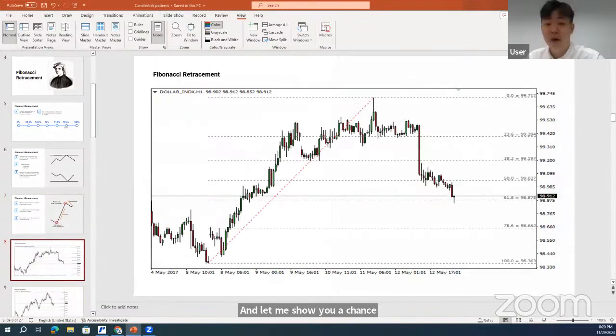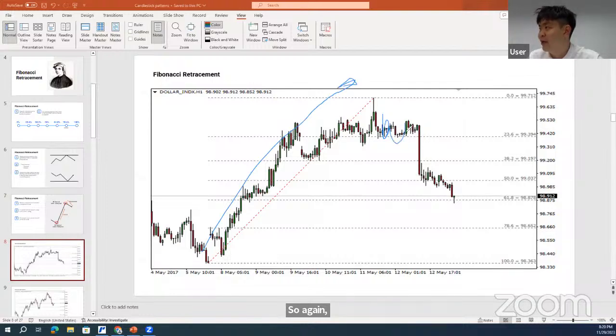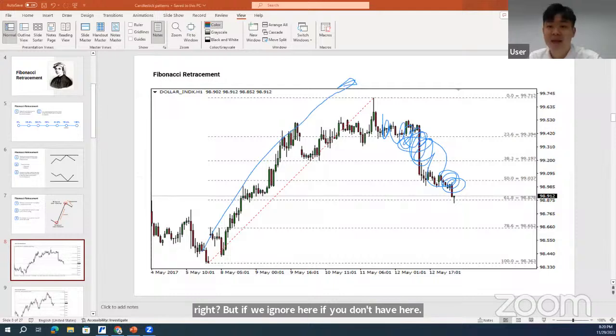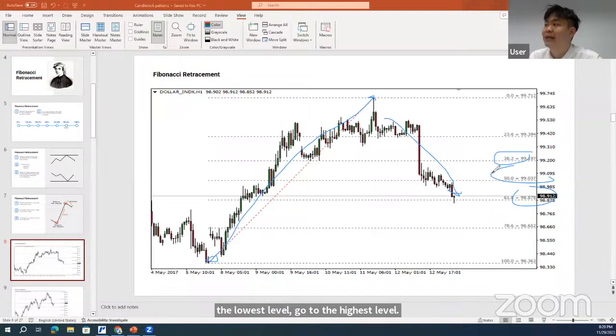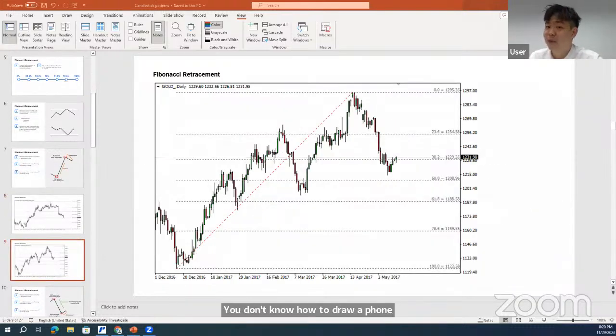So you can notice that the overall trend is an upward trend. But if we ignore this part, it's not good for you to draw a Fibo. But if you notice there is around a 20 to 30% retracement area, then this is a very good time to draw Fibo. You just pull from the lowest level to the highest level. You can notice all the support and resistance levels will automatically come out, and it's very solid. So for those who don't know how to draw support and resistance levels, Fibo should be helping you.